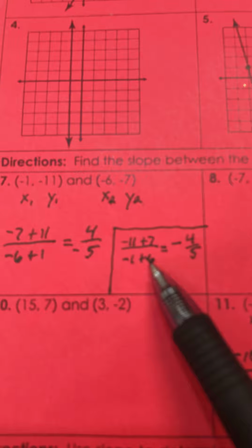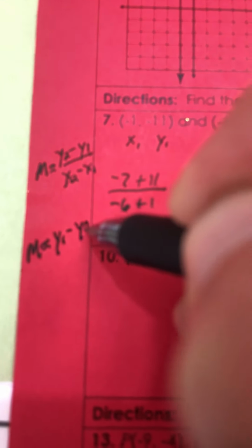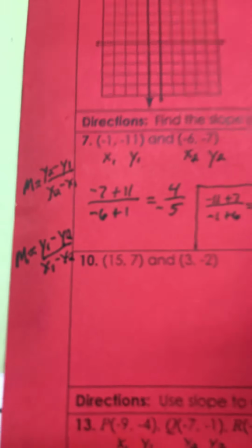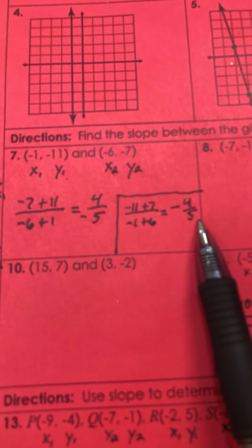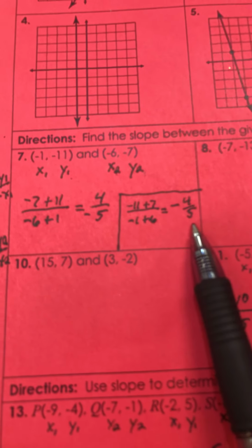Notice I did the problem over here too. You could switch these, as long as you keep it the same. I could take my y1 minus my y2, and then my x1 minus my x2. As long as you go with your first y minus your second y, and your first x minus your second x, if you keep that in order, you'll get the same answer. Notice I get a negative on the top, but the whole fraction ends up being negative 4/5.